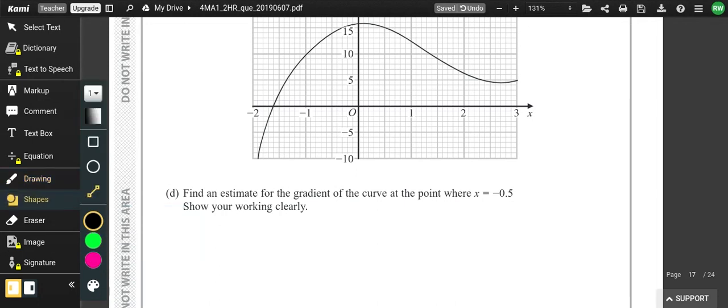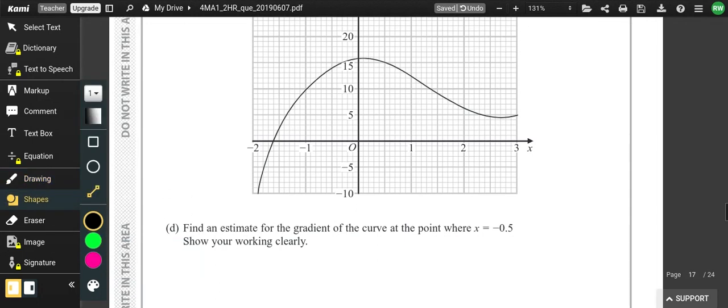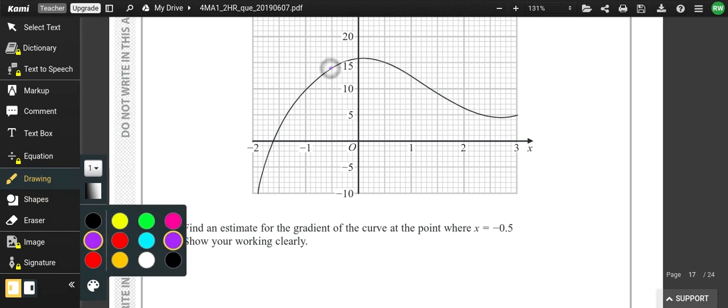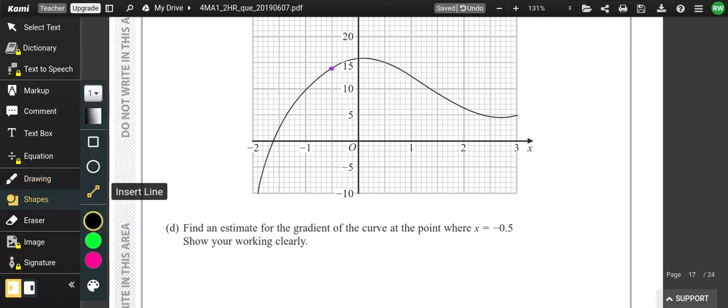Okay, this one here, find an estimate for the gradient of the curve at the point x equals negative 0.5. So that point is here. And we want to know what the gradient is there. Now, at the moment, it's a curve, so we can't predict what the gradient is going to be exactly. We have to draw a tangent. Okay, we draw a tangent to the curve at that point. So maybe something like that.